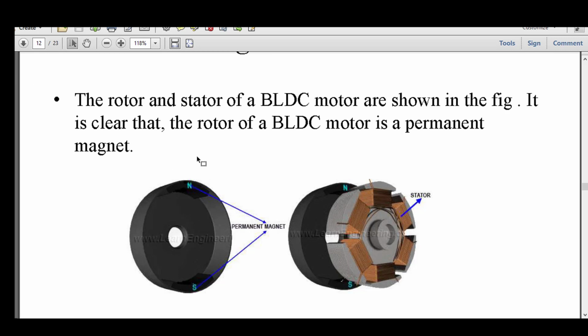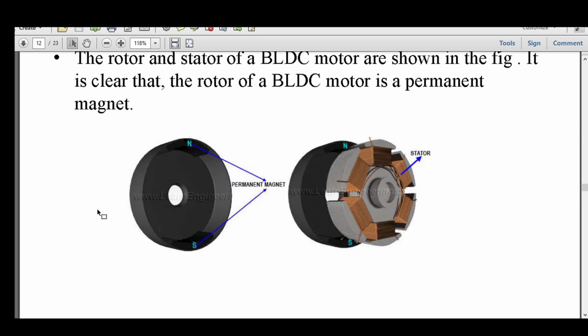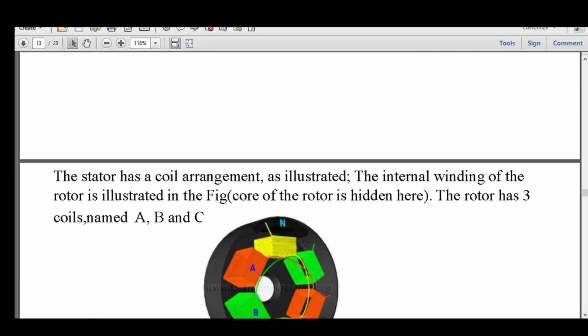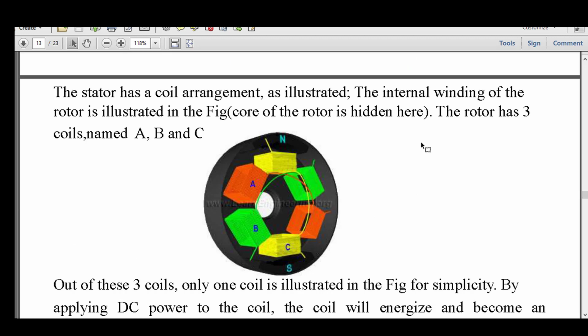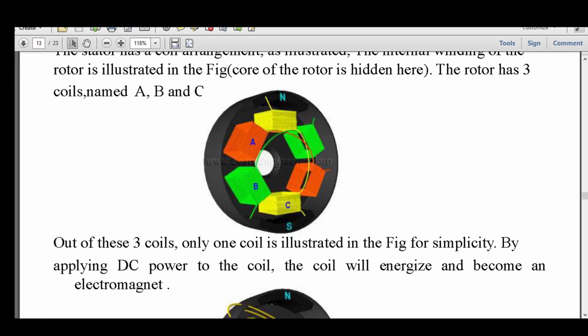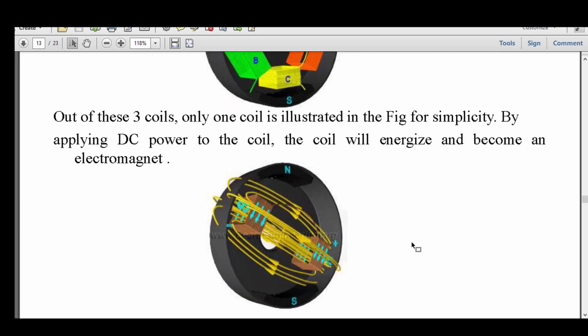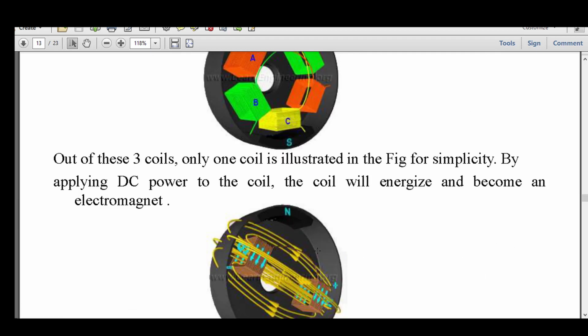Now how does it work? See, the rotor and stator of a BLDC motor are as shown. In a BLDC motor the rotor is a permanent magnet one. The stator has a coil arrangement. Out of these three coils, only one coil we will be considering here for simplicity of understanding.